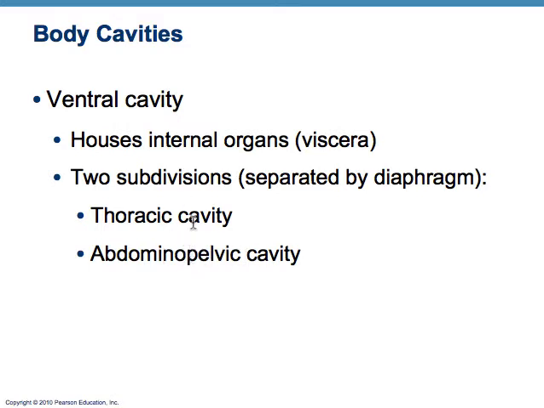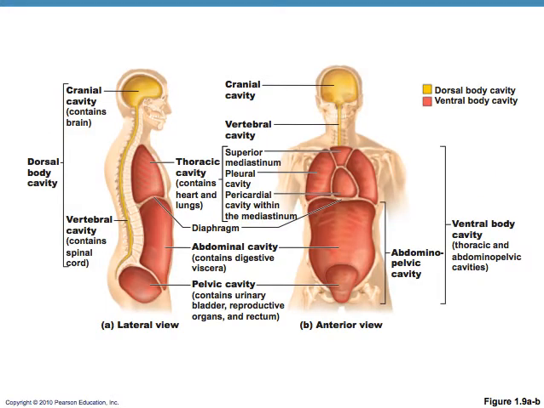These two cavities are separated by our diaphragm. Our diaphragm is the borderline for our thoracic, or chest, cavity and our abdominopelvic cavity. We'll show you in a picture here. Notice our dorsal body cavity in yellow, encompassing our cranial cavity and our vertebral cavity. Moving anteriorly, we see our ventral cavity in red. The ventral cavity includes the thoracic cavity and the abdominopelvic cavity.